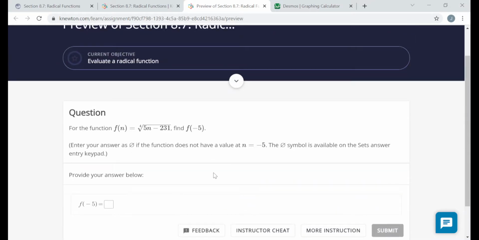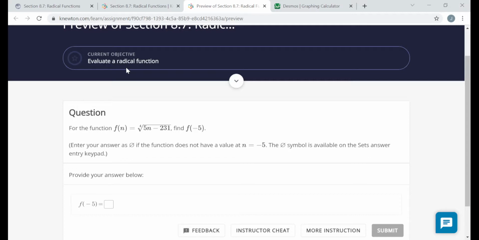Alright, so for this first question, the objective is to evaluate a radical function. These are functions, and you've seen functions before. There's an input and an output, and remember, in a function, every value of the domain corresponds to exactly one value of the range. So what we're doing here is evaluating, just plugging in some input and seeing what the output is. And the function just involves a radical, a root.